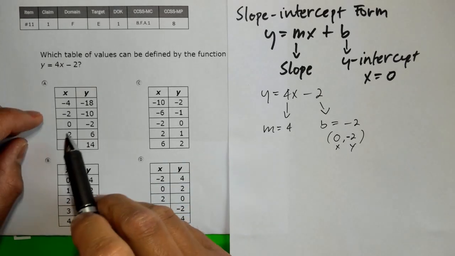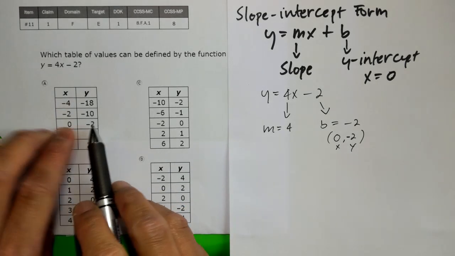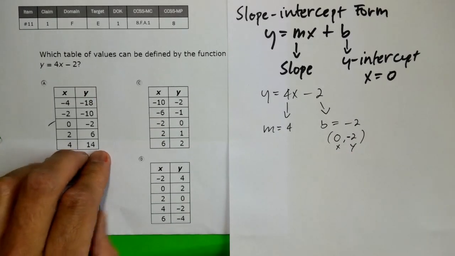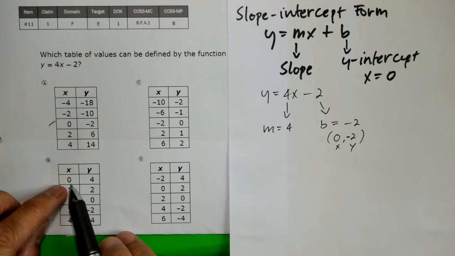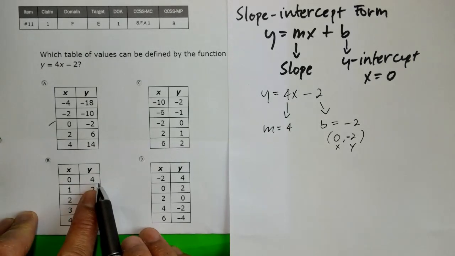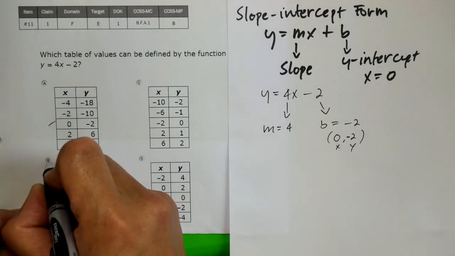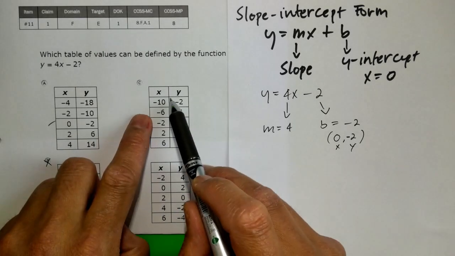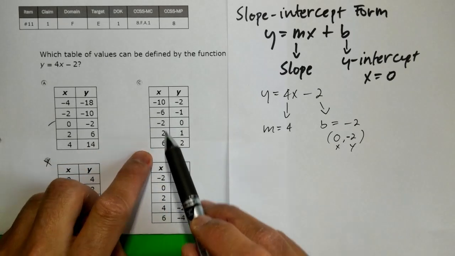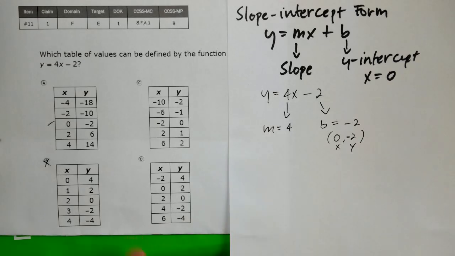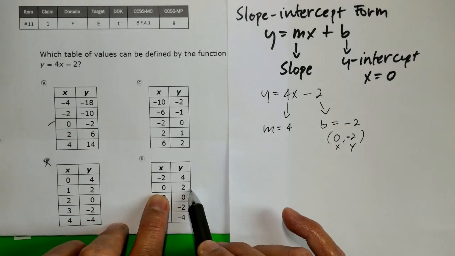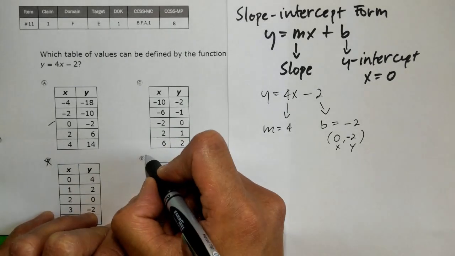Alright, let's check letter A. 0 on x, negative 2 on y. So they are the same, so we can check this one right here. Now let's check letter B. (0, negative 2). The 0 here has a y equal to 4, so this is not the answer. Next, there's no 0 here, but we can verify later on by solving for the slope. For letter D, the 0 on x is equal to positive 2, but this one is negative, so this is not the answer.